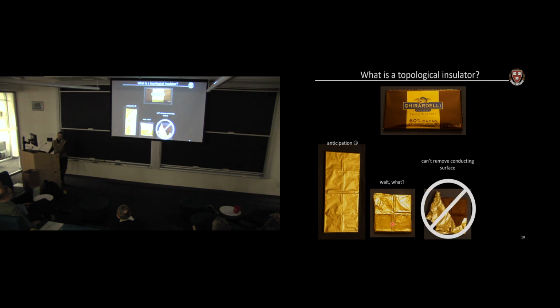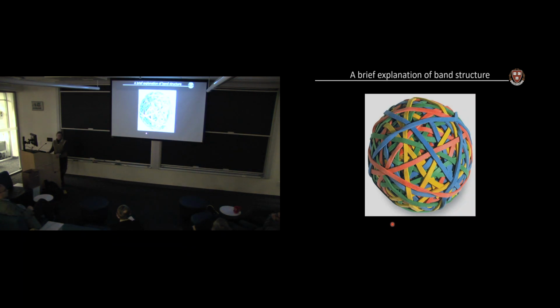So what is a topological insulator? A topological insulator is kind of like a chocolate bar. It's an insulator wrapped in a conductor, but the difference between a topological insulator and a chocolate bar is that no matter how hard you try to open the chocolate bar, you can't remove the conducting surface state. And that's because the conducting surface state is topologically protected. So at the end of the day, you're sad because your yummy chocolate bar still has this protective conducting surface state on it. And how do we understand that? We have to take a brief dive into band structure.